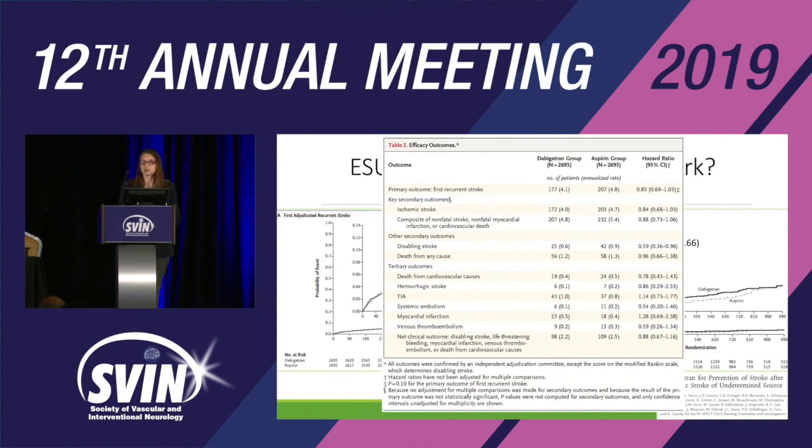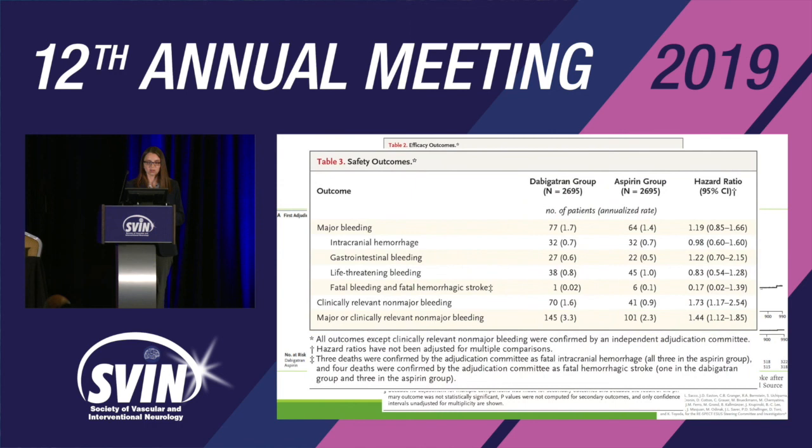Both of these papers could not calculate if there was a significant difference between the secondary outcomes. However, looking at ischemic stroke, here is a rate of 4% per year versus 4.7% per year, and here's the hazard ratio and confidence interval there. Again, major bleeding, there was no significant difference. However, in the non-major bleeding but still clinically relevant bleeding, there was more in the dabigatran group versus aspirin group.